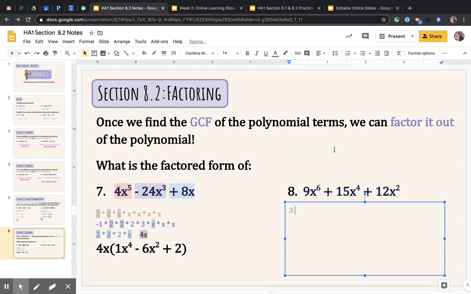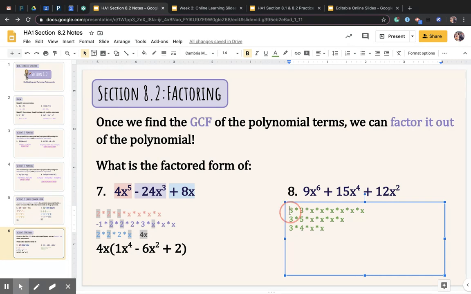I'm going to have 3 times 3 times, and then x is going to repeat 6 times. So yes, I understand this kind of takes a while to type out. I have 1, 2, 3, 4, 5, 6 x's. So that is the first one. The second one is 15x to the 4th. So that's broken down as 3 times 5 times, and then x is going to repeat 4 times. And then for 12, that's 3 times 4, and x is going to repeat twice.